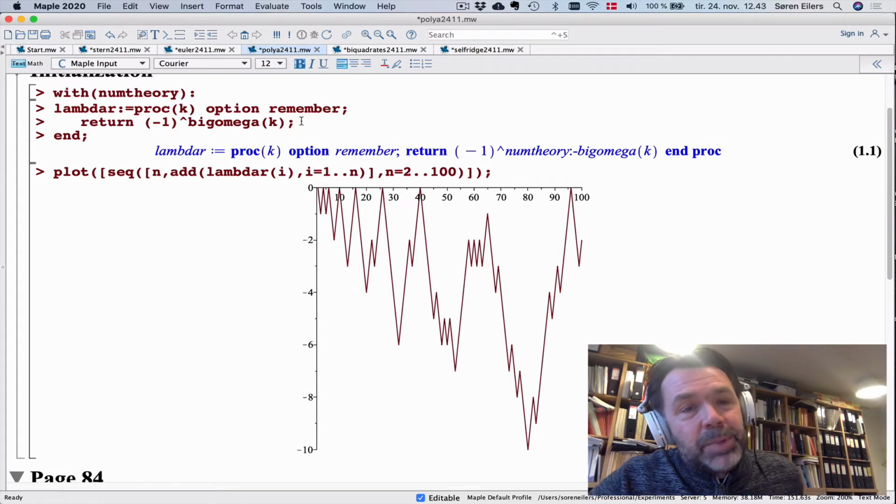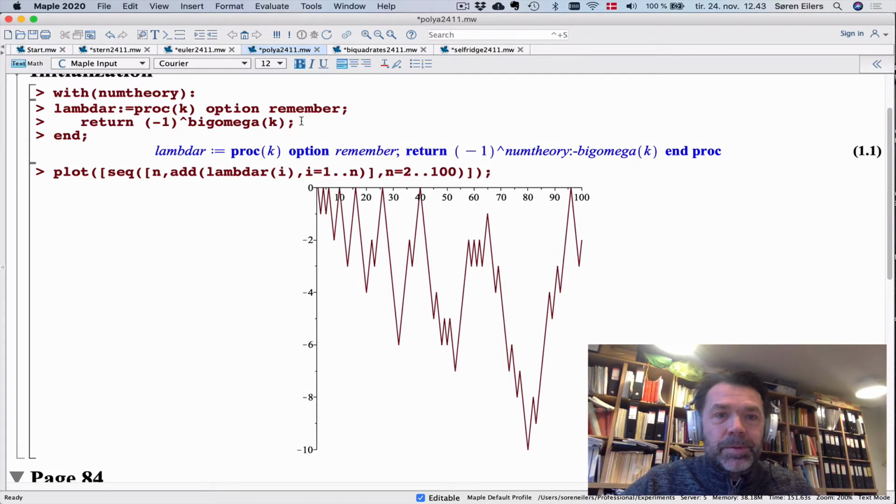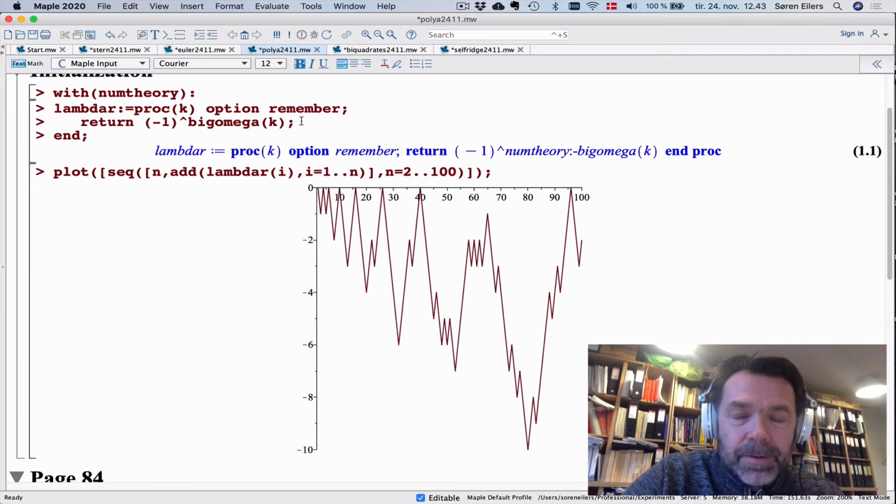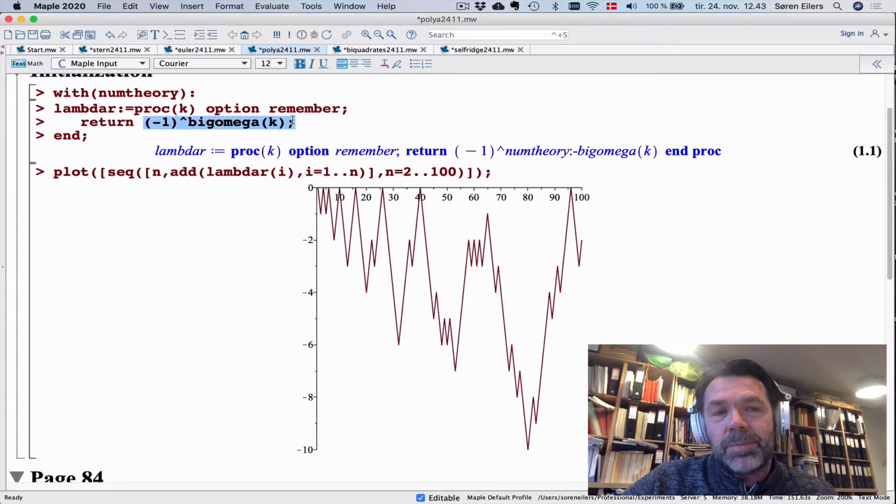There's something called big omega built into Maple that computes the number of prime factors, and so I'm just making my little program here return minus 1 to that power. You can see that I put in an option remember, in order to save myself some work. Of course, when I'm doing a graph like this, I'm computing lambda of 100 and lambda of 99 and of 98 and so on.